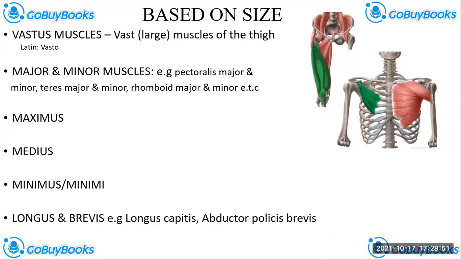Apart from shape, muscles are also named based on size. An example of such is the vastus muscles. Vastus comes from the Latin word vasto, which means large or vast, in literal translation. Vasto means vast, like when something is large. And the reason they call them the vastus muscles is because, look at where my mouse is pointing. I'm trying to locate my mouse. Okay, yeah. Look at it. You can see the way the muscle is big.